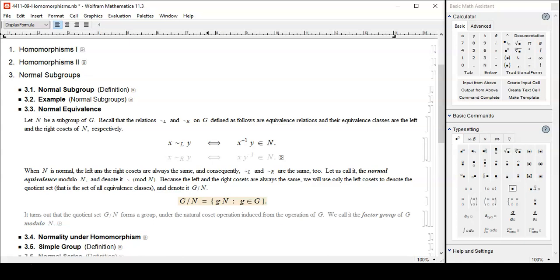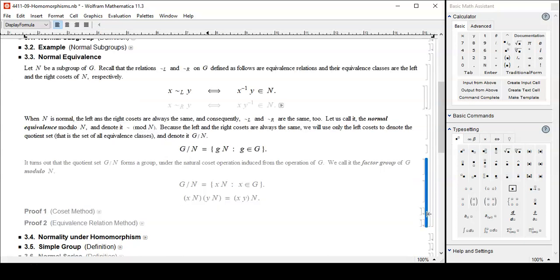Now this thing is called quotient set, and it turns out that this quotient set will turn out to be a group if we define a group operation like this, induced from the original group operation in G. So xn times yn is xy times n, where this xy came from the group operation in G. So this is an induced operation.